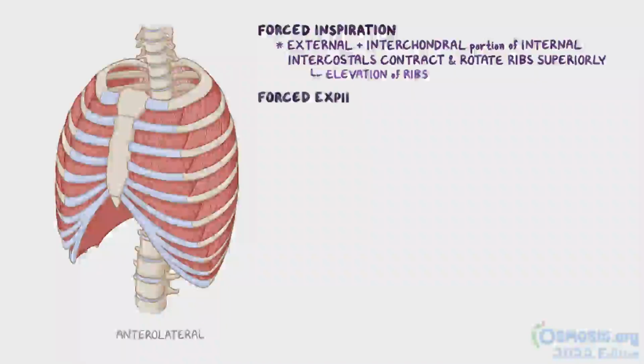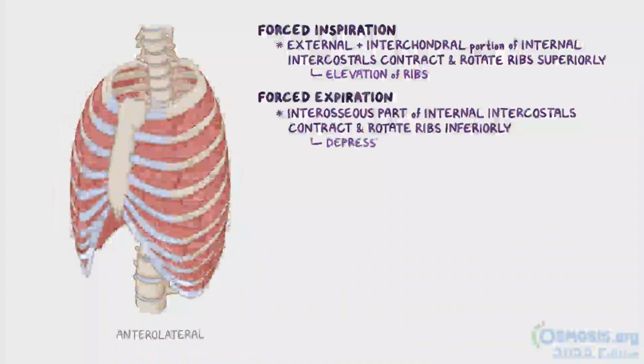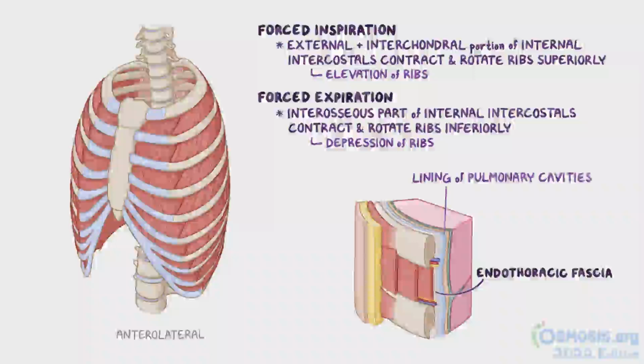During forced expiration, the interosseous part of the internal intercostal muscles contract and rotate the ribs inferiorly at their posterior axes, depressing the ribs. The endothoracic fascia is a thin layer that lies between the internal aspect of the thoracic cage and the lining of the pulmonary cavities.